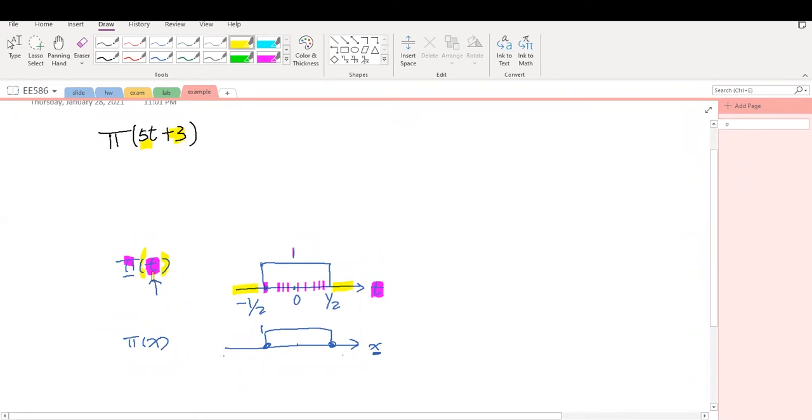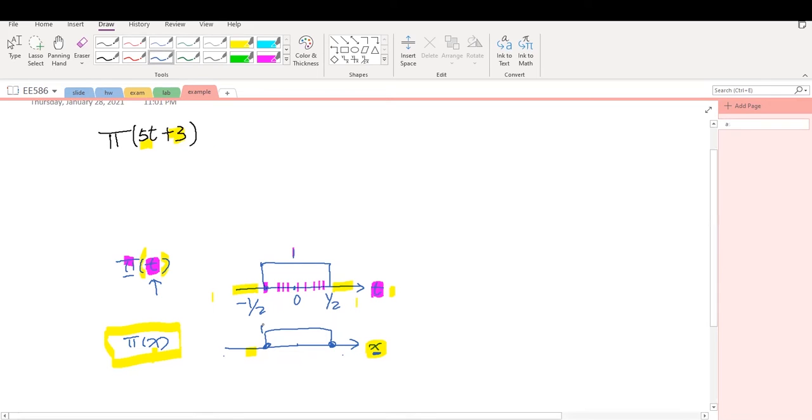It can be represented by any symbols. For example, this function I can express with pi of x. Now, x is the argument. If we plot this function, the variable is x, so x is on the x-axis. It has values changing from minus infinity to infinity on the real line. The same thing with pi of t: t here is the argument that is running from minus infinity to infinity.